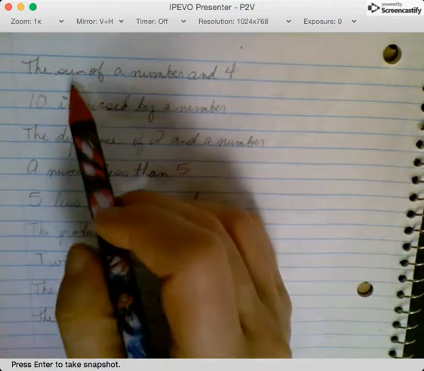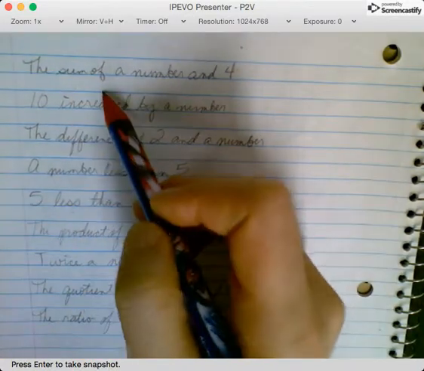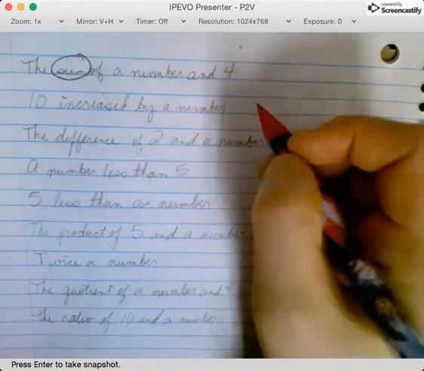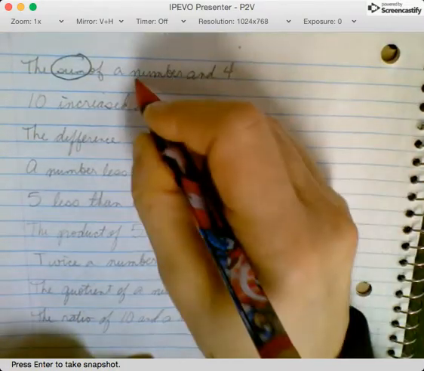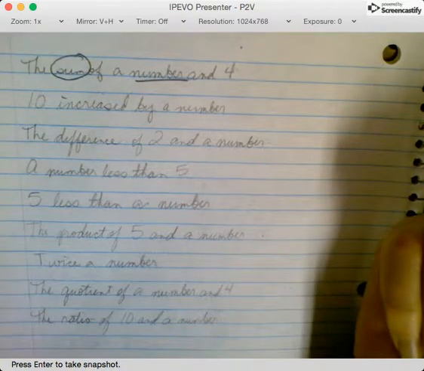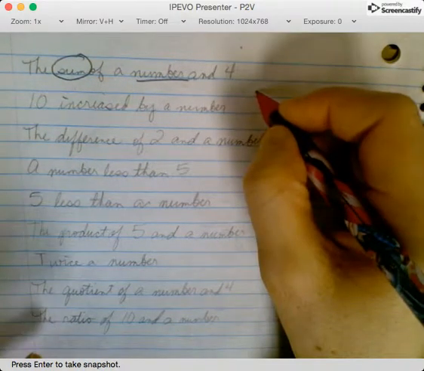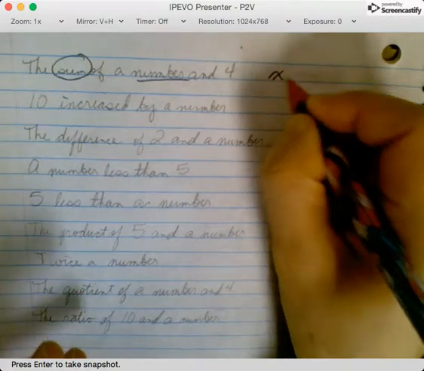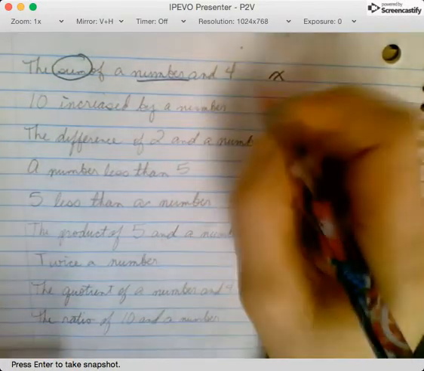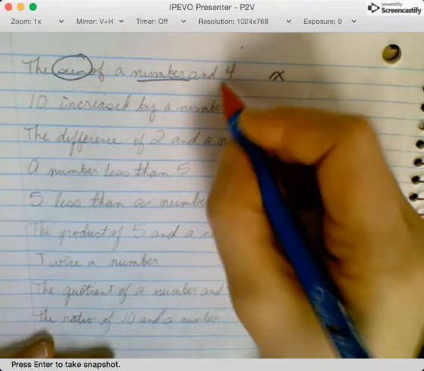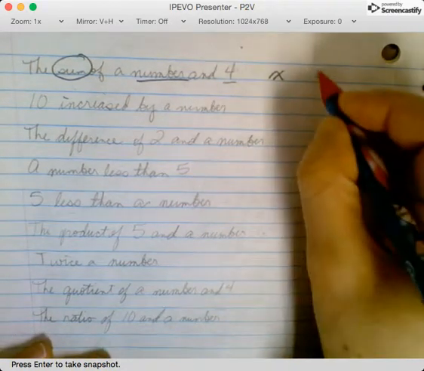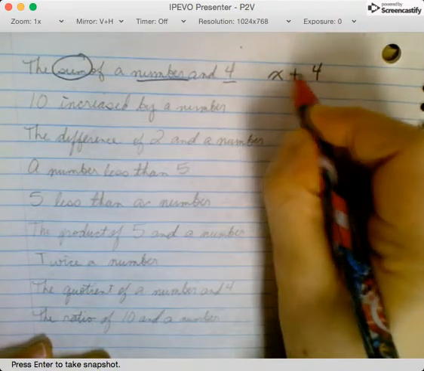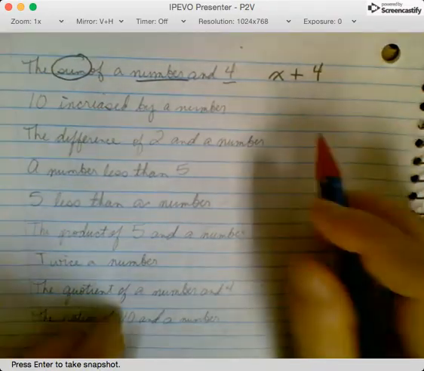If I have a problem that says the sum of a number and 4, I see the word sum, and that tells me I'm going to be adding. A number just means some kind of variable. So I'm going to use the letter X. You could use Y, it doesn't matter. So a number, I'm going to use X, and 4. And then sum means addition, so I put a plus sign.